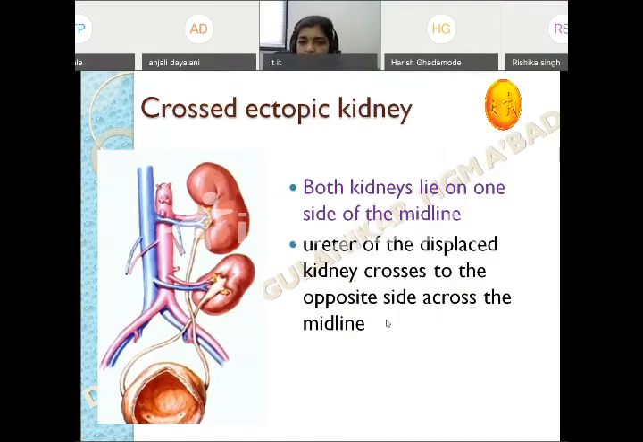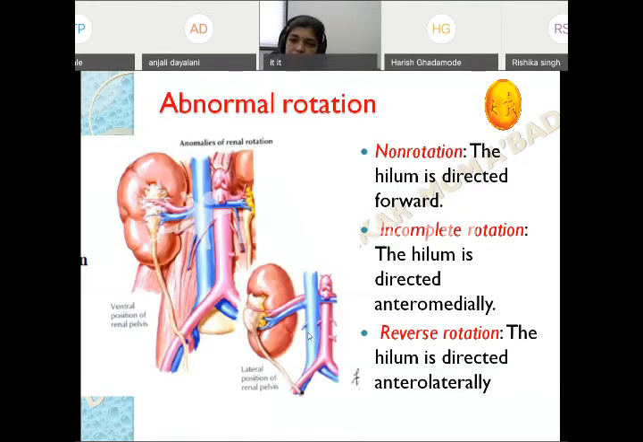Next is crossed ectopic kidney. The kidney develops on both sides, but it crosses towards one side. Both kidneys appear on only one side of the midline. Here you can see the ureter of the displaced kidney crosses to the opposite side across the midline. So this ureter can cross and may produce pressure effects. Okay, so ectopic because the position is abnormal, and it is crossed from one side to the other side.